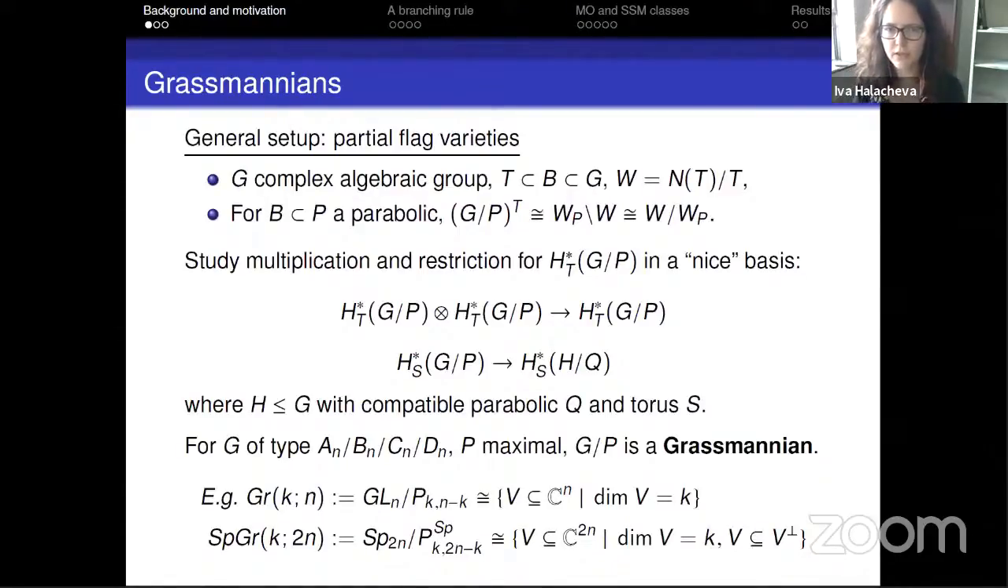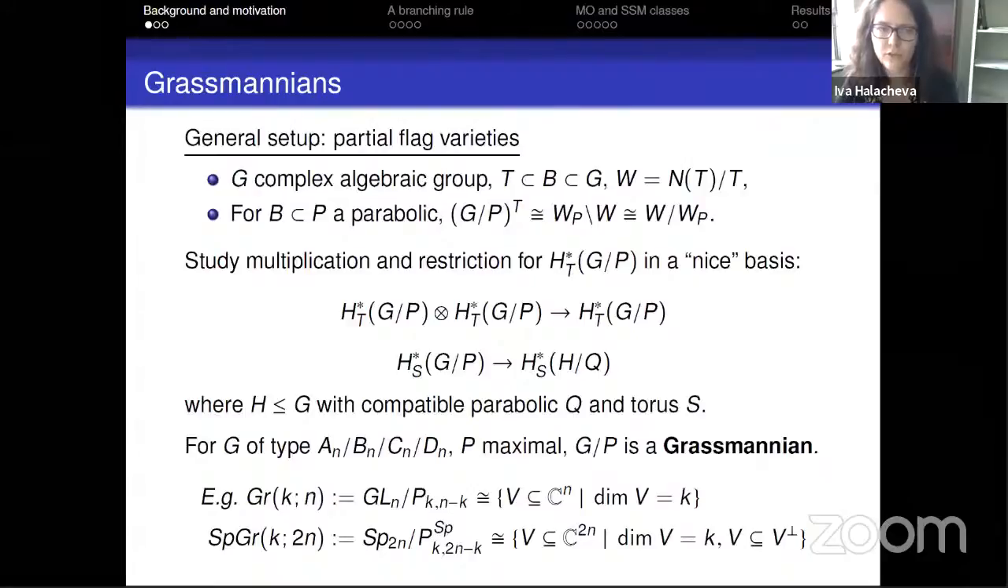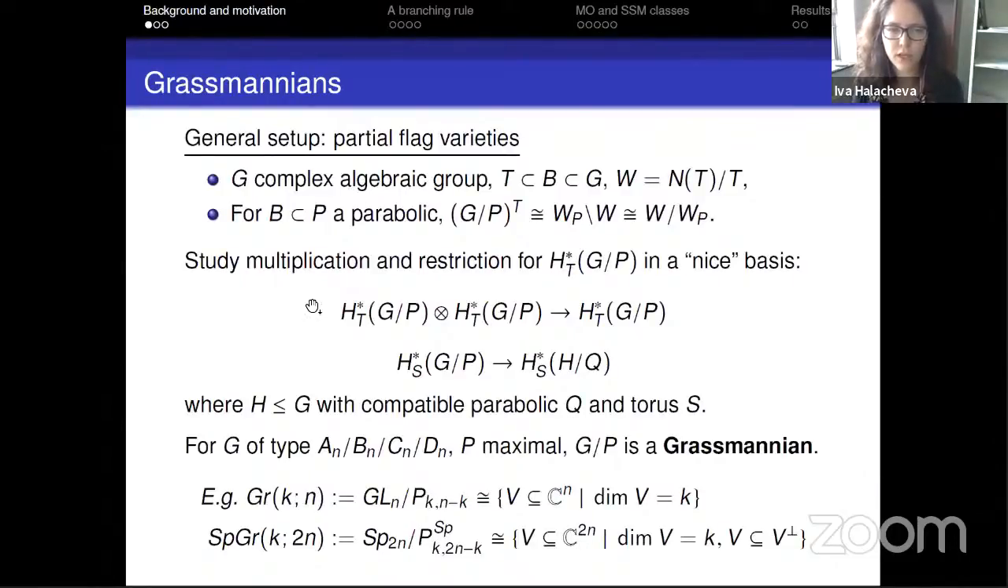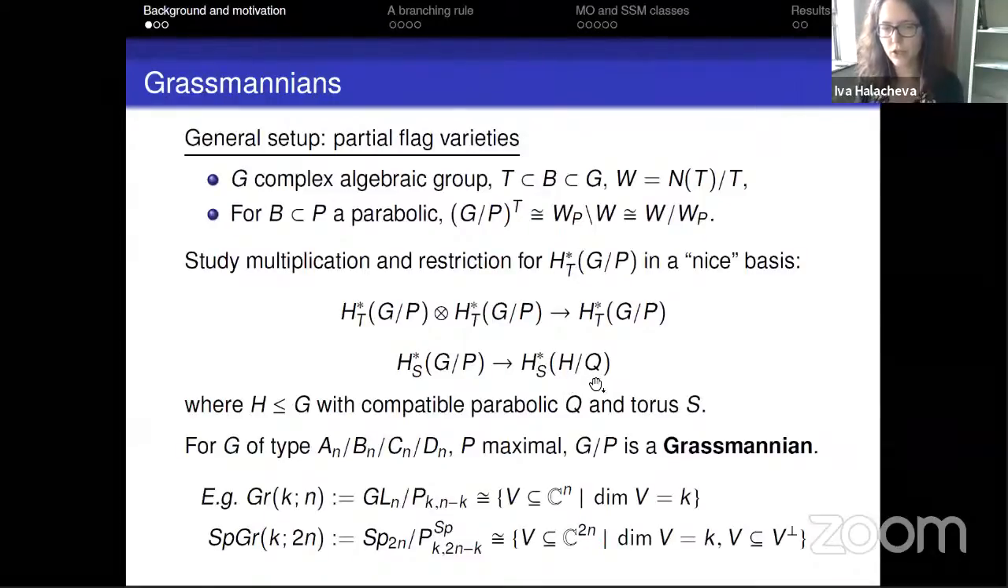What I'm interested in generally is studying the equivariant cohomology of such a partial flag variety, the torus equivariant cohomology, and operations such as multiplication and restriction. Of course, those are understood well abstractly, but I would like to consider them in a nice basis, which I'll talk about in a moment. For instance, the first operation is multiplication in the cohomology, and the second operation is restricting from one partial flag variety to another, where H here is a subgroup of G with a compatible parabolic Q and torus S.